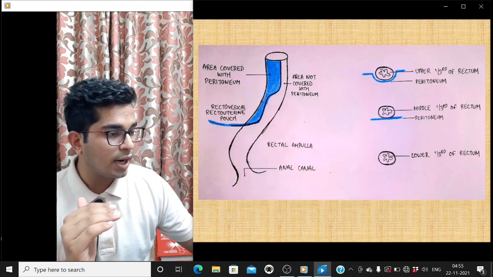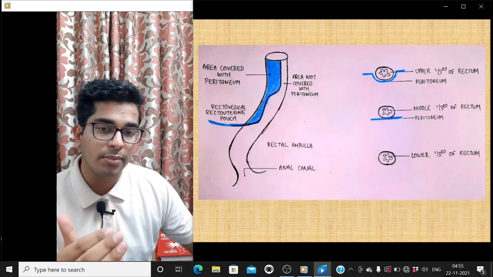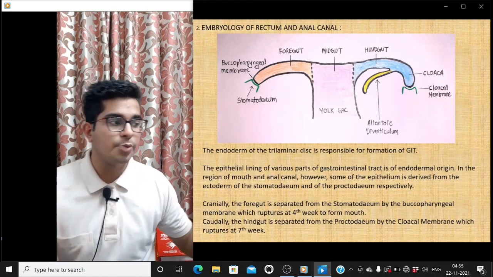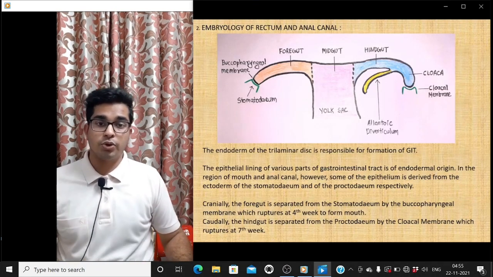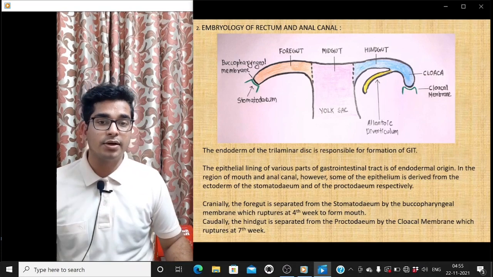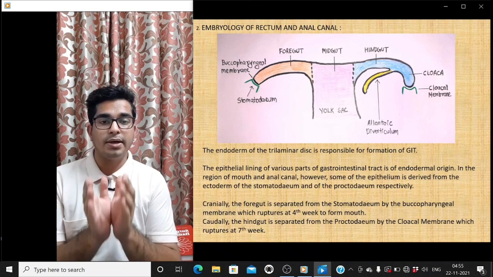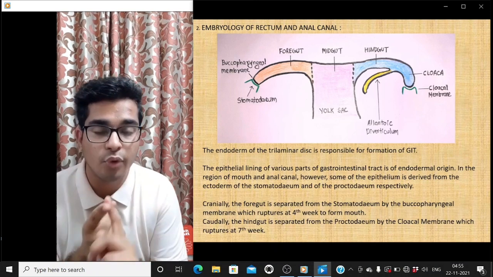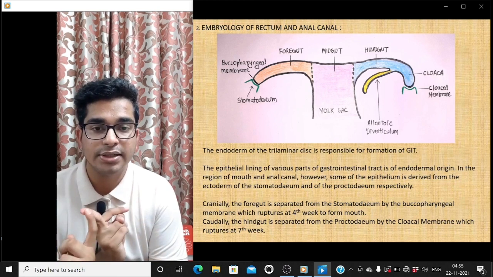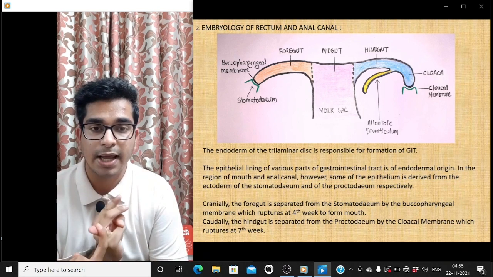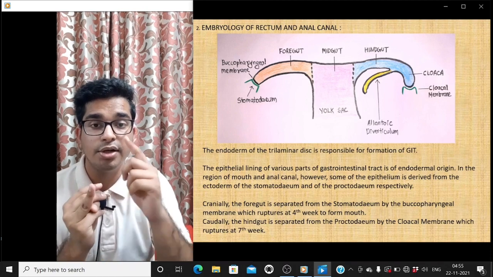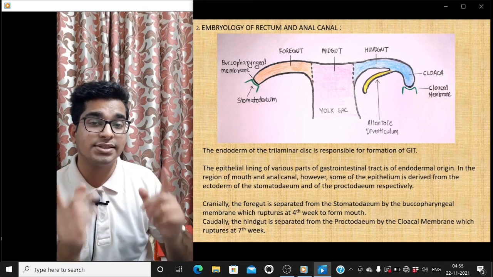Now let's have a look at the embryology of the rectum and anal canal. See, this is your primitive gut. We have also discussed this in our gastroschisis and omphalocele video, that a primitive gut is formed of foregut, midgut, and hindgut. The artery supplying the foregut is, yes, celiac trunk. The artery supplying the midgut is superior mesenteric artery, and that supplying the hindgut is your inferior mesenteric artery, which continues as, yes, this is an MCQ.